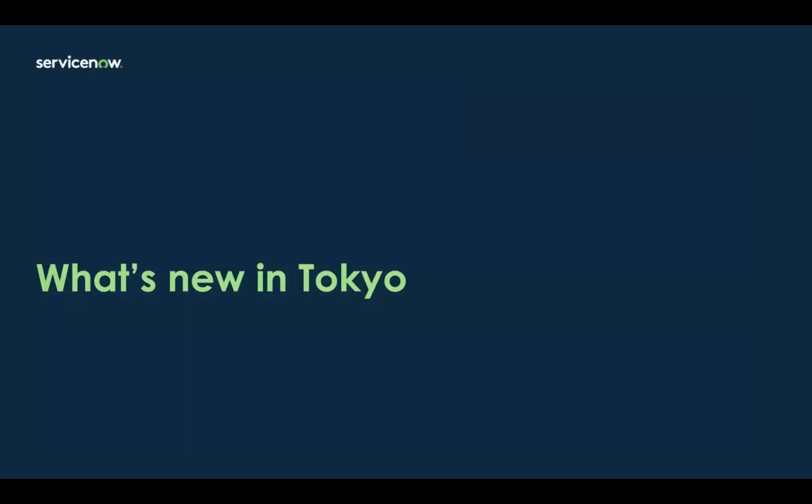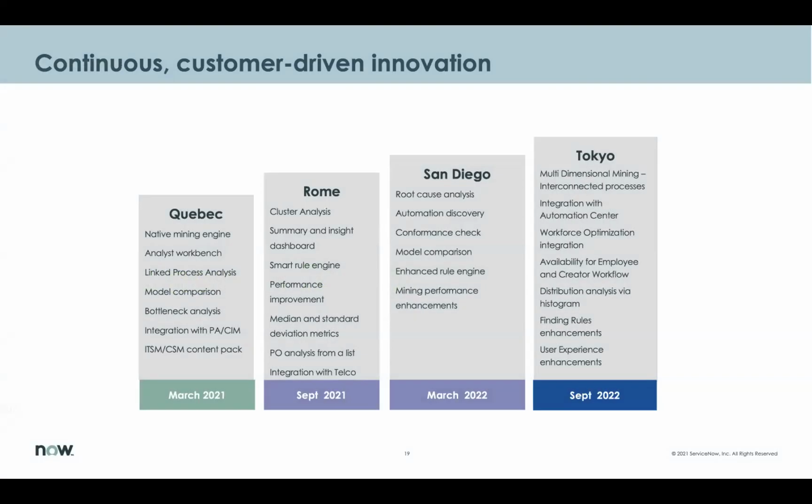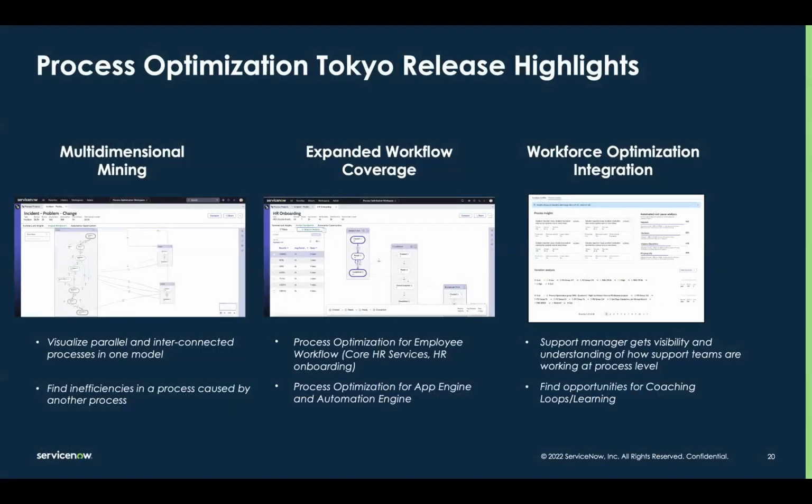Now let's dive into what's new in Tokyo. You may or may not know that process optimization was initially released in the Quebec timeframe, the Quebec release. And just in this span of 4 releases, look at all the significant enhancements that we've made to the product, right? And Tokyo is no different. We've added a slew of new capabilities and enhancements to the product in this release. Now, when we focus on Tokyo, I like to say there's a big 3 when it comes to capabilities, and then a number of other enhancements that we'll dive into individually.